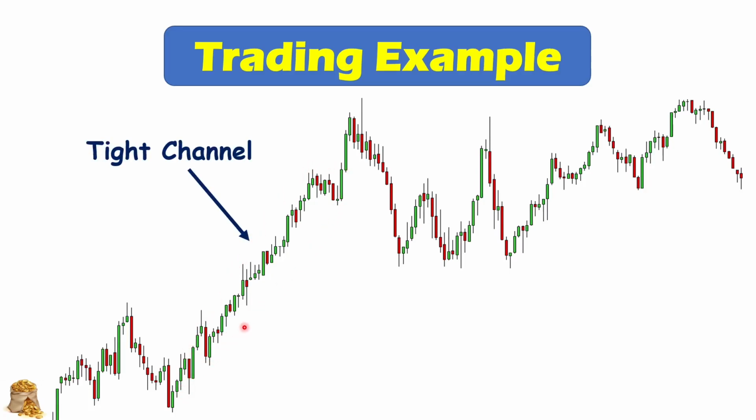So a tight channel is a very strong trend because the pullbacks here are very small, and you can see that we have a pullback of the bear bar, but there's no follow-up bear bar, and then we continue the trend. The same thing along the tight channel.